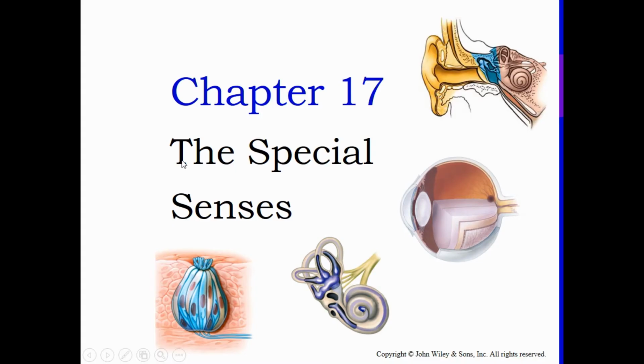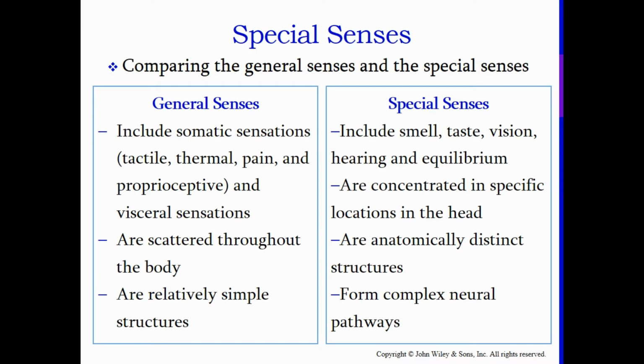All right, so the special senses versus the general senses. So in the integumentary system, we talked about the general senses such as pain sensors and touch receptors, temperature receptors, those kind of things. Those are general. So here's the difference. General senses, including somatic sensations, tactile, which is touch, thermal, that's your temperature sense, pain, and proprioceptive, which means knowing where your body part is without looking at it, and visceral sensations. So those would be the sensations inside your internal organ mass.